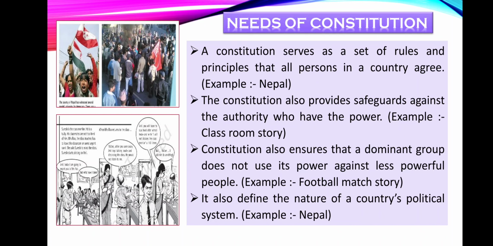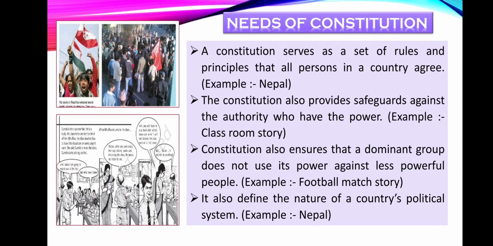Next, a constitution serves as a set of rules and principles that all persons in a country agree to. When Nepal had a monarchy, people actually didn't like it after a time period, so they started protesting against it in the time period of King Gyanendra.